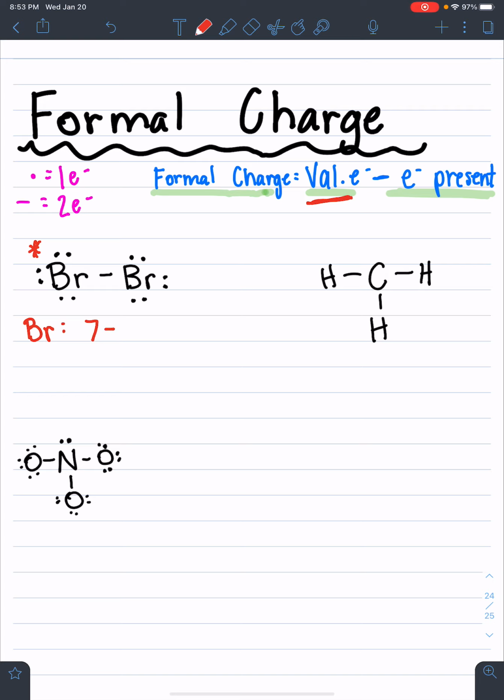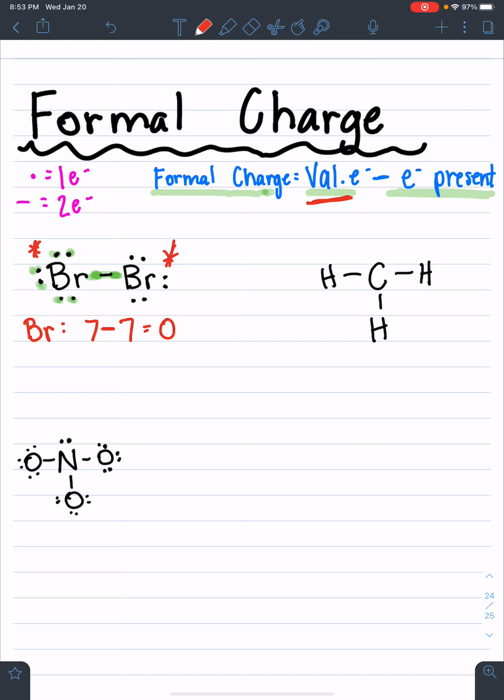Now we need to minus it by the number of electrons present around Br. So Br has 1, 2, 3, 4, 5, 6 electrons, and then it's in this bond that has 2 electrons. It's bonded between one Br and another Br, so the electrons are shared. So really this Br has 1, 2, 3, 4, 5, 6, and then just this 7, because we're not going to count the electron twice for both of them. This Br is going to get 1, this other Br is going to get another one when we count it there. So this one just has 7 electrons around it. So it's going to be 7 minus 7, and this one has a formal charge of 0.